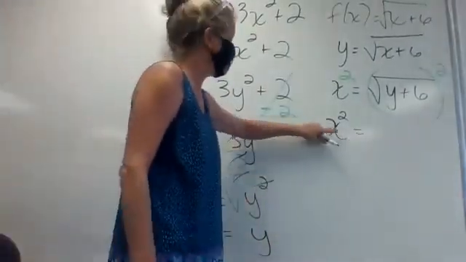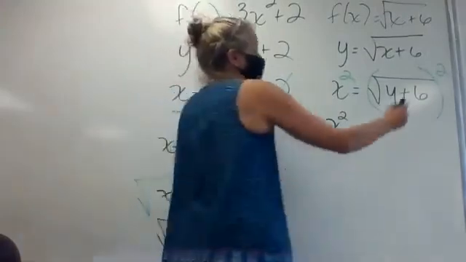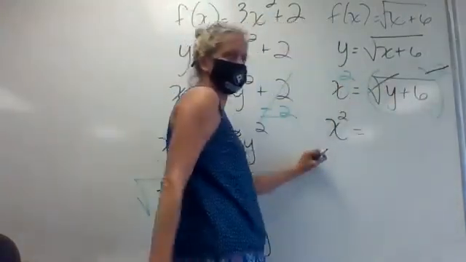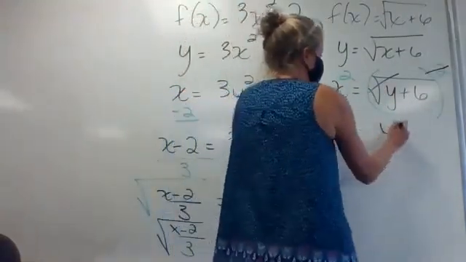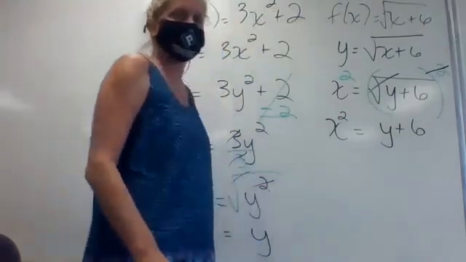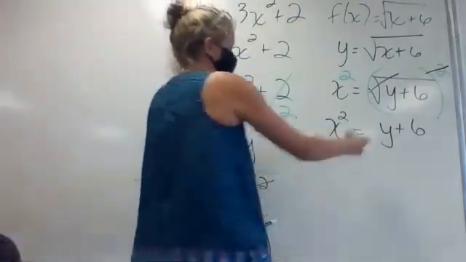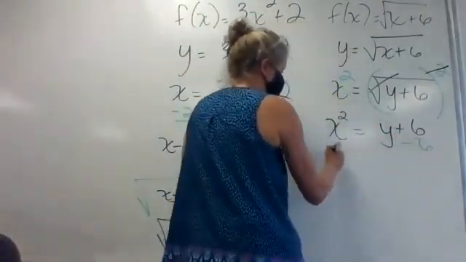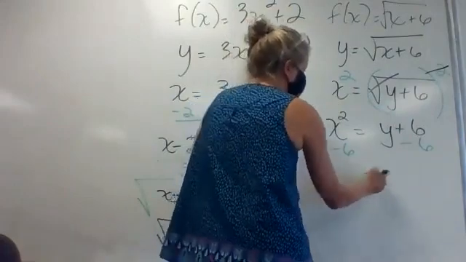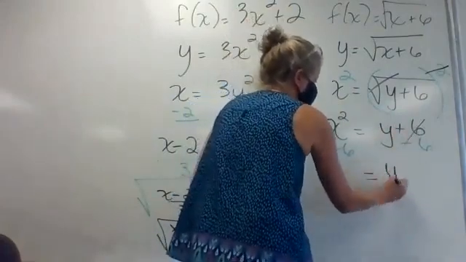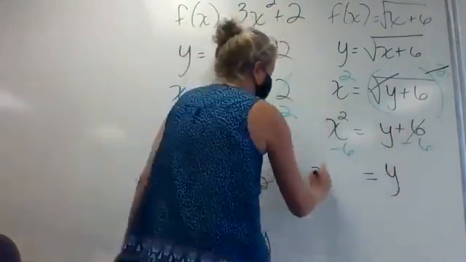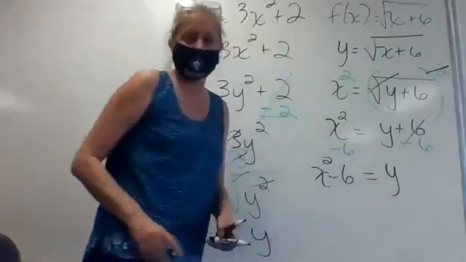So I have x squared, and then this cancels because they're opposites. y plus 6. Last step here. Now I can get rid of the plus 6 because it's free. So plus 6 minus 6 cancels. There's your y by itself. x squared minus 6.